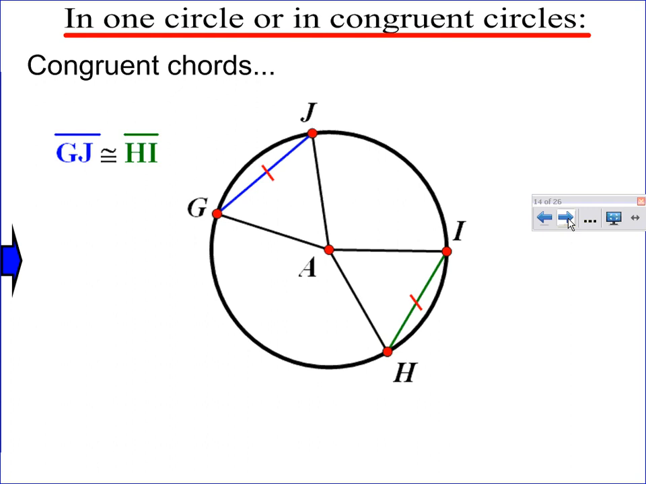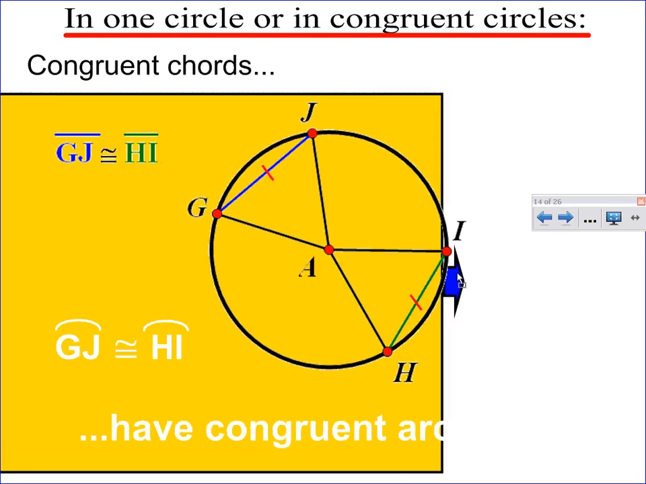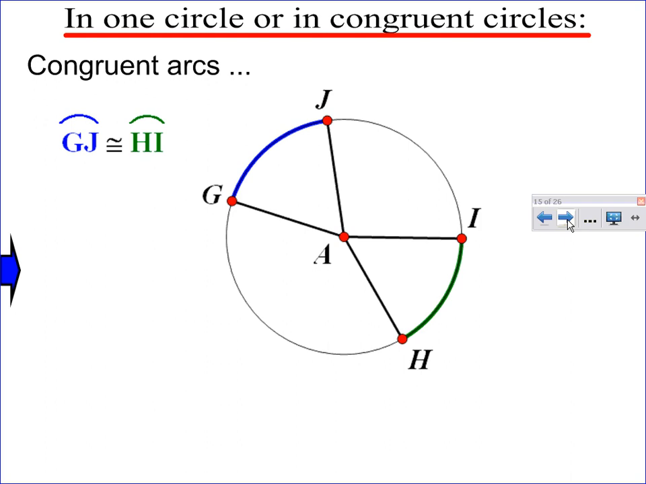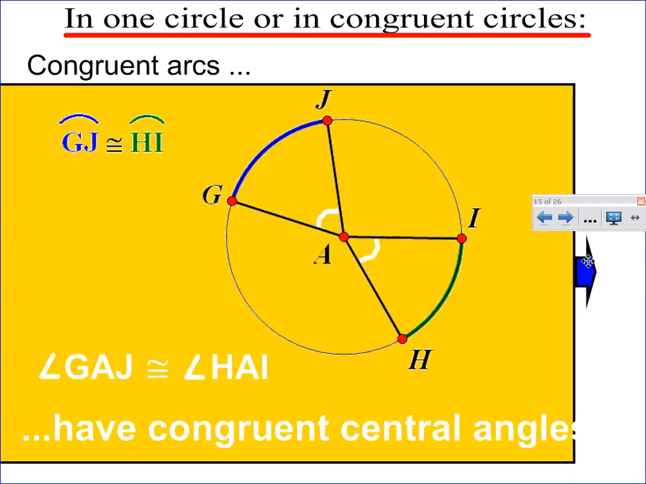Next statement. Congruent chords have congruent arcs. So if I have 2 congruent chords, then I have 2 congruent arcs. Last one, congruent arcs: if I have congruent arcs, then I have congruent central angles. So there's your if and then. I'm going full circle, because if I have congruent angles, then I have congruent chords. If I have congruent chords, then I have congruent arcs. If I have congruent arcs, then I have congruent central angles. It's a big circular process as you go along.